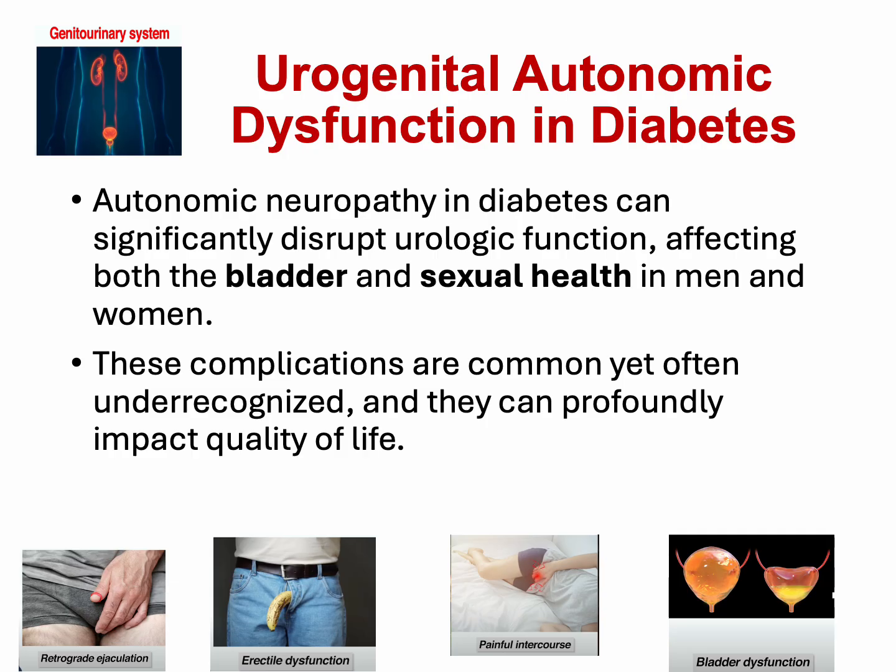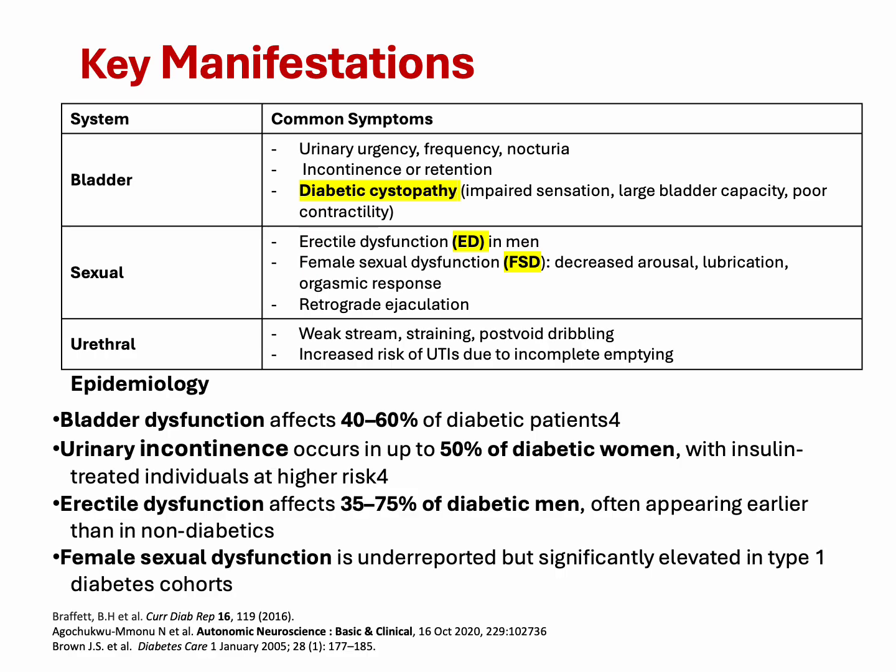Now we go to urogenital autonomic dysfunction in diabetes. It commonly affects bladder control and sexual health in both men and women. Though often overlooked, this issue can significantly reduce quality of life. Diabetic urogenital dysfunction causes bladder issues like incontinence and UTIs, and sexual problems such as erectile dysfunction and reduced libido. These are common, often under-recognized, and significantly affect quality of life.